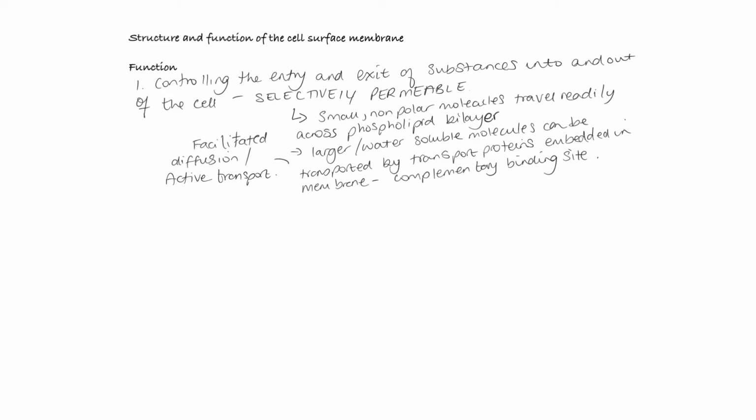Let's just give a couple of examples of each of these types. So when we're talking about small non-polar molecules, we could be talking about, for instance, oxygen molecules. We could be talking about carbon dioxide molecules. We could be talking about fatty acids and glycerol. When we're talking about larger or water-soluble molecules, we could be talking about things like amino acids, glucose, other types of simple carbohydrates like sucrose or fructose.